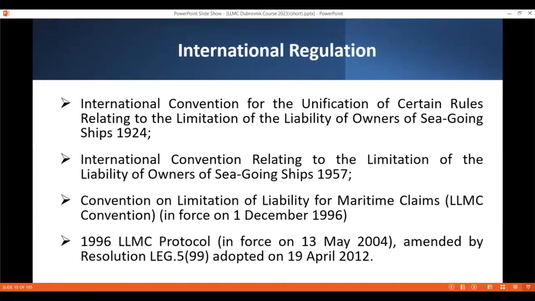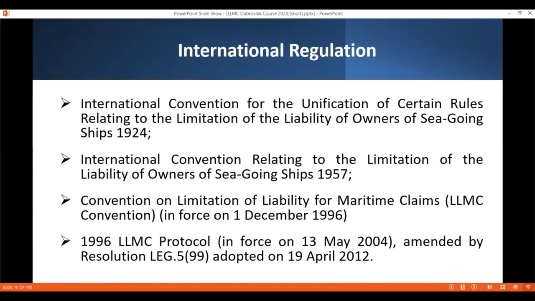There has been a development in international regulation, having a convention in 1924, one in 1957. The most common was the 1976 convention, which we call the LLMC convention. And then this was amended in 1996 by a protocol, and in turn, the limits of liability were further increased by a resolution of the IMO Legal Committee in 2012, and the new limits of liability entered into force in 2015. Now, there are many countries, as we will see, that remain a party to the 1976 convention, but most countries nowadays are party to the 1996 protocol.